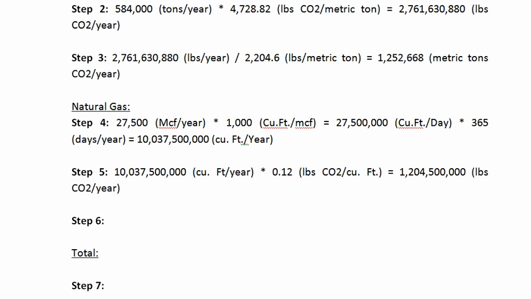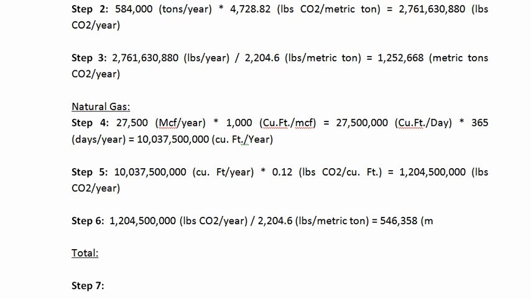Once again, we'll convert this to metric tons simply by dividing by 2,204. So we've got 1,204,500,000 pounds of carbon dioxide per year. Divide that by 2,204. And that will give us 546,358 metric tons of carbon dioxide per year.